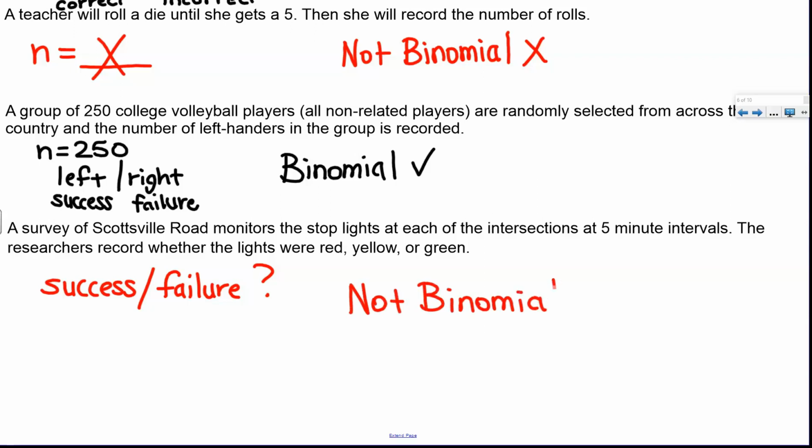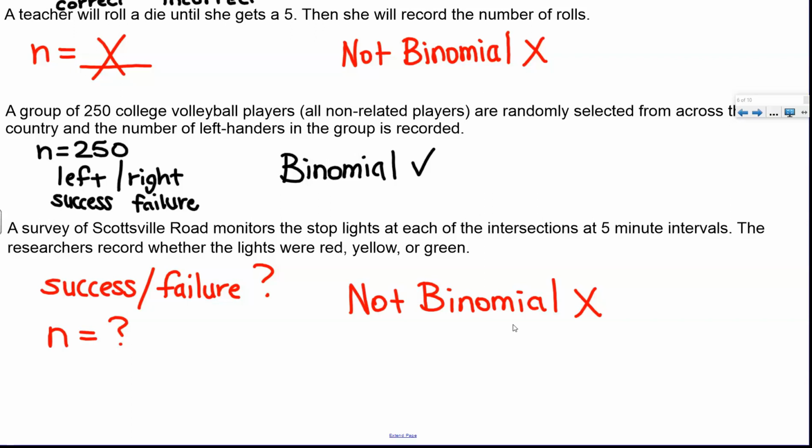And I guess I'll also write on here that we would need to make sure we had a sample size. Because as it is right now, I don't really have anything written out on here. So that 5 minute interval would not count. They'd have to have a number of, either how many stoplights we're going to look at, or how many times we're going to look at a certain stoplight, something like that. All right, so any questions on those?